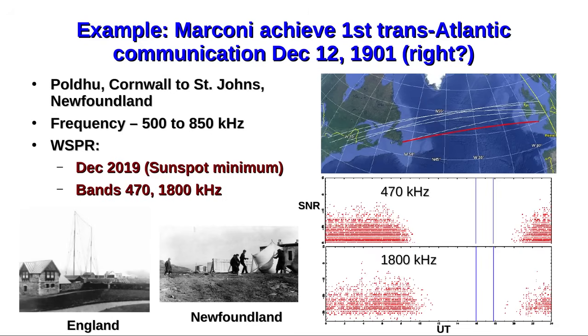I extracted the archival WSPR data for December 2019, which is also at a sunspot minimum. The figures bottom right show the signal-to-noise ratio for all spots in the database plotted as a function of time of day. Successful spots were all made at night. The gap in the middle corresponds to daylight hours. Curiously, the times that Marconi claimed to have heard the Morse code signal were all in the afternoon, marked by the 2 vertical blue lines. Makes one wonder what Marconi actually heard.